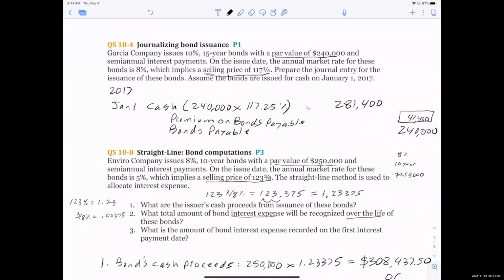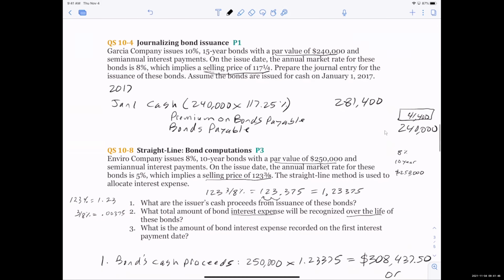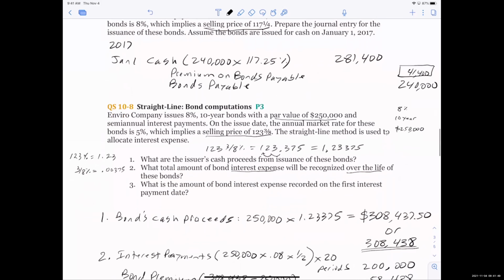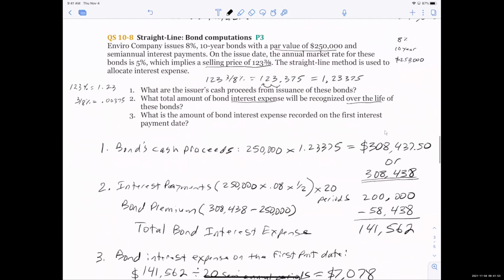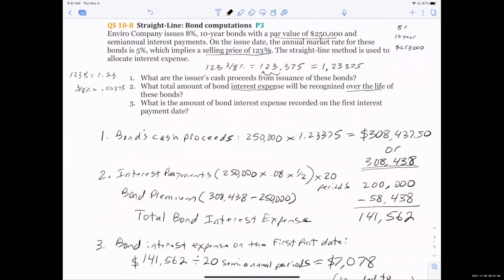So anyway, January 1, debit cash 281,400, credit premium on bonds payable 41,400, which is a plug and chug number, and then bonds payable 240,000. Now, like before, we're going to calculate the proceeds, and we're going to also calculate bond interest expense. Okay, so here we go.